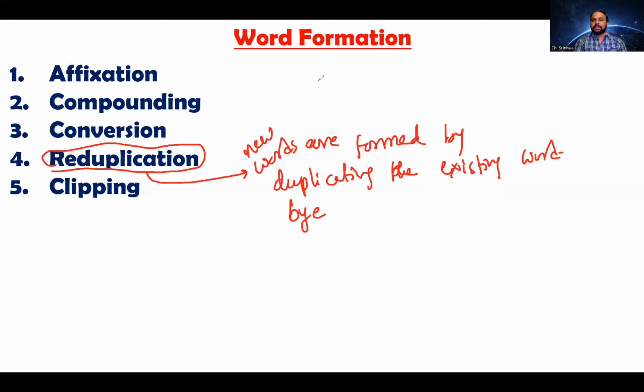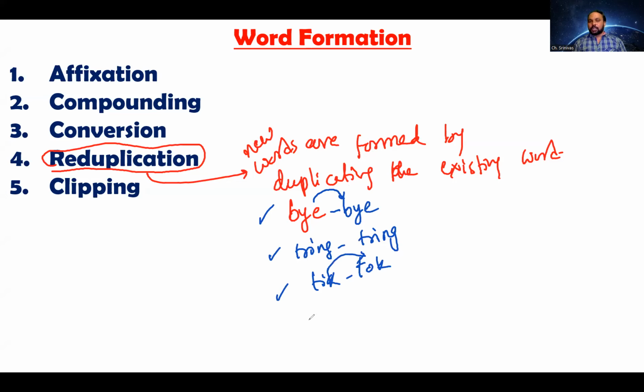For example, buy is a verb, buy. And we duplicate this word and write it bye bye. A new word is formed by reduplicating the same word. We say tring tring. This is an example for reduplication. We have TikTok. By repeating or duplicating this word, we used TikTok. So this is the concept of reduplication. If the words are formed in this manner, we call it reduplication.